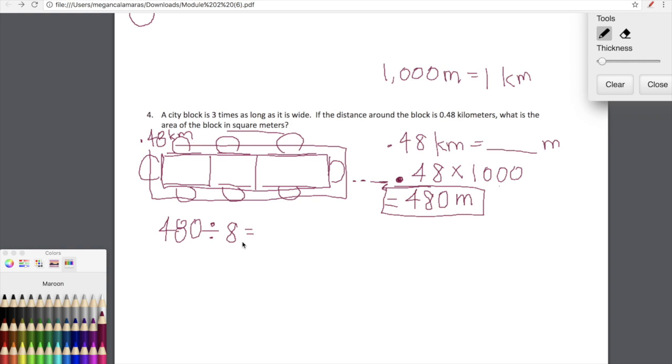48 divided by 8 is what, Miss Maggie? Maggie is telling us 6. 48 indeed divided by 8 is 6, but this is 480 divided by 8.